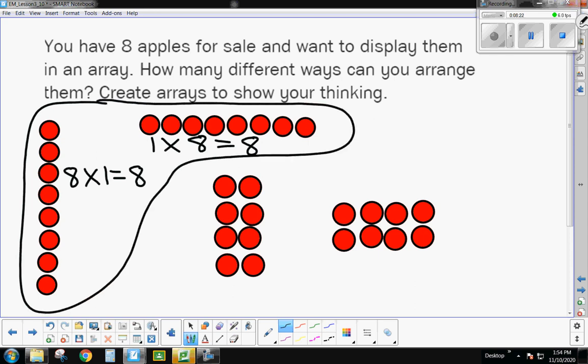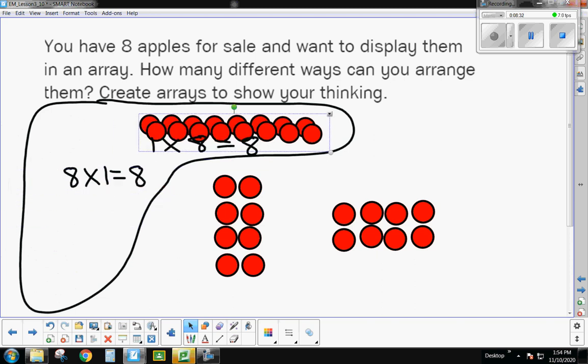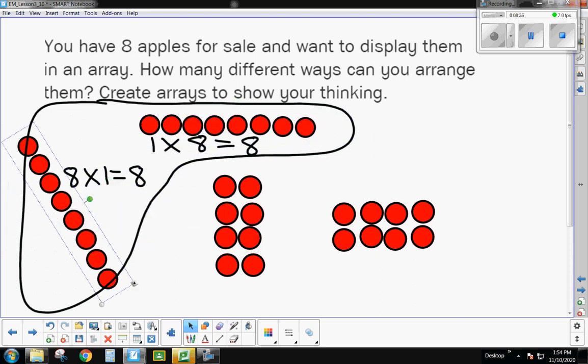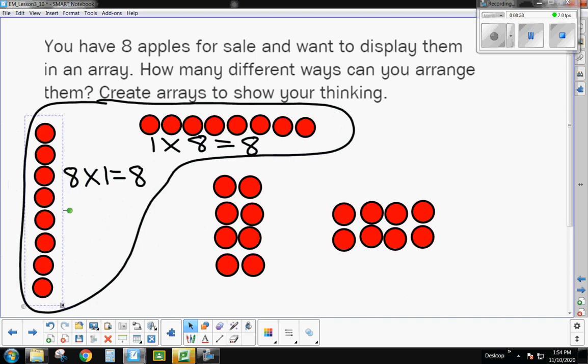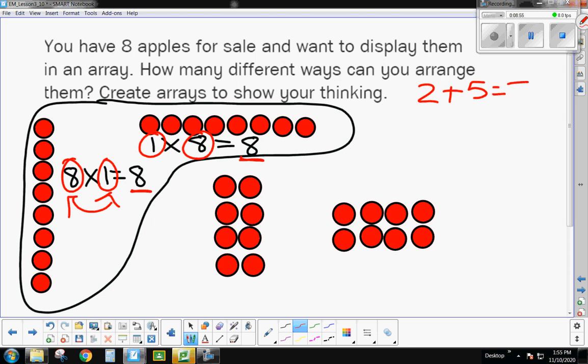Okay? What do you notice about these 2 displays? They look the same, don't they? Except if I take one and literally turn it around, it makes the same thing, doesn't it? That's why we call it the turnaround rule. Okay? And when you look at your factors, here I have an 8 by 1, that equals 8. And here I have a 1 by 8, still equals 8. So I turn those factors around, just like I did with my 2 plus 5 equals 7 and 5 plus 2 equals 7. Same thing with my multiplication.